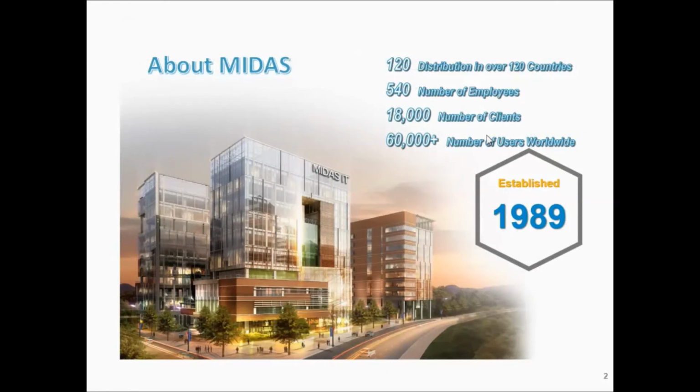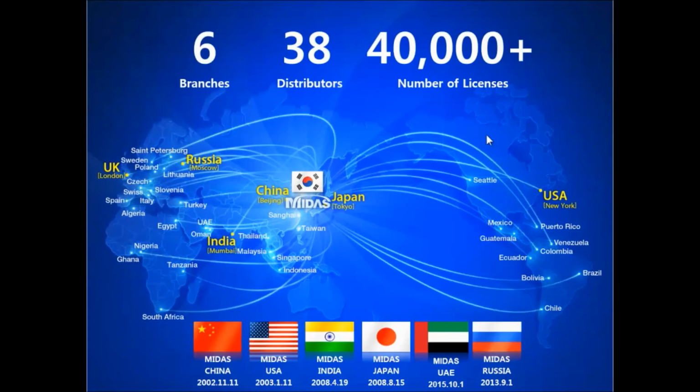Midas as a company was established in 1989, and since then the program has been distributed in more than 120 countries. There are more than 540 employees, 18,000 clients and more than 60,000 users worldwide. Midas IT has 6 branches all over the world: one each in China, USA, India, Japan, UAE, and Russia.